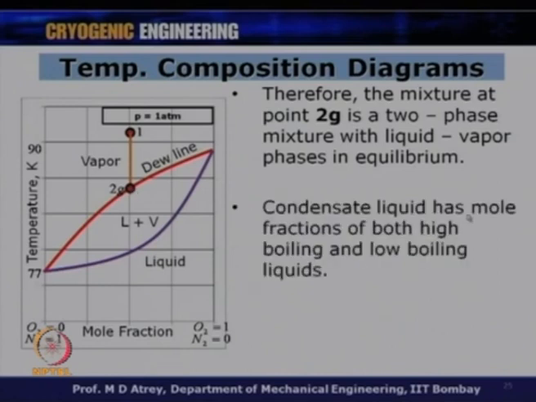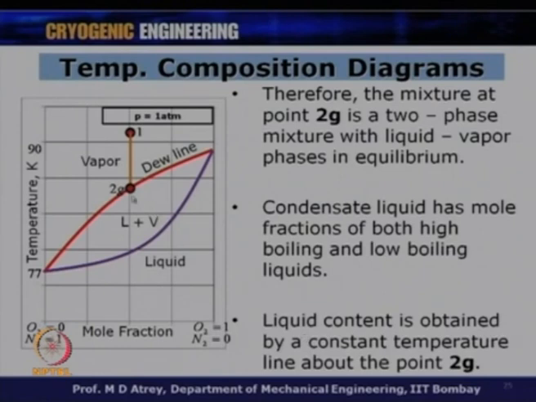The condensate liquid has mole fractions of both the high boiling component and the low boiling component. So, we can say high boiling and low boiling, sometimes they are referred to as high boiling component, low boiling component, high volatile and low volatile, we will talk about that later also. The liquid content, how do I get the liquid? This is a dew line, which normally is a kind of saturated vapor line, and this is a liquid line, and below this you have got the liquid line.